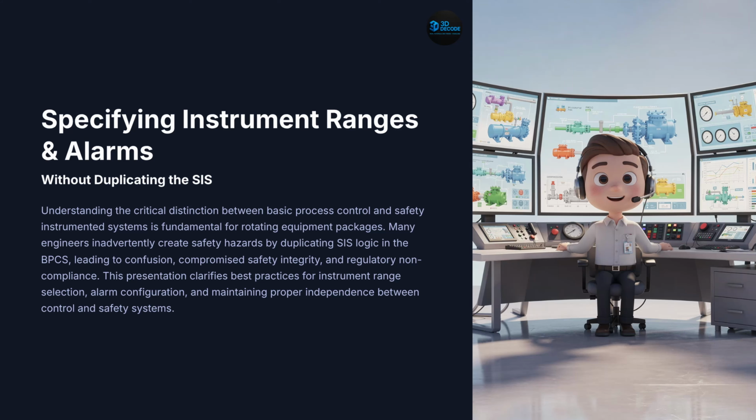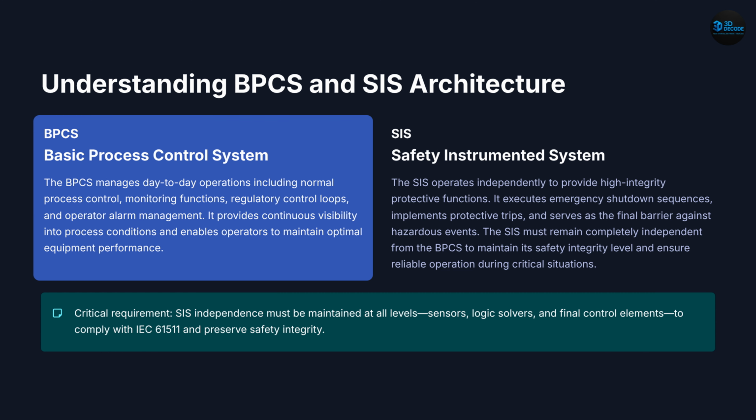If you set alarms and trips incorrectly in your system, you are not just making a design mistake, you are creating a safety risk. In many oil and gas projects, engineers accidentally duplicate safety logic in the control system, and this can completely compromise safety integrity. In this video, I will clearly explain how to correctly define instrument ranges, alarms, and trips without violating safety principles.